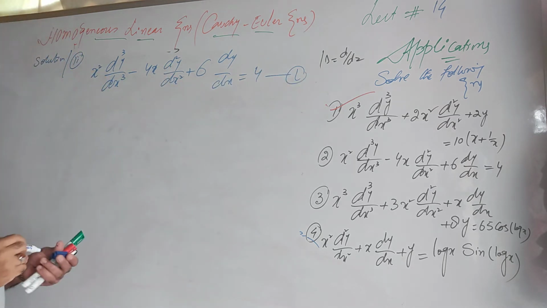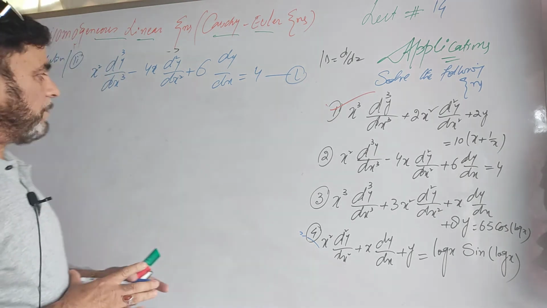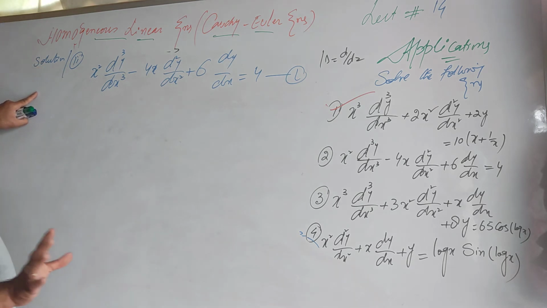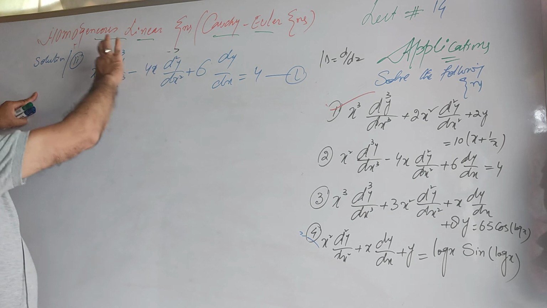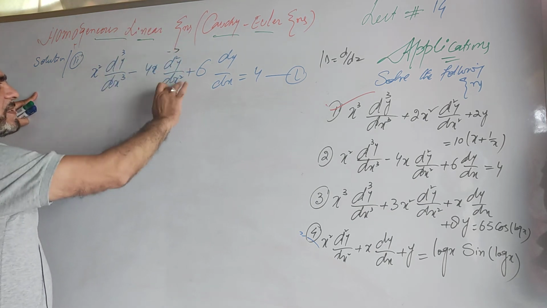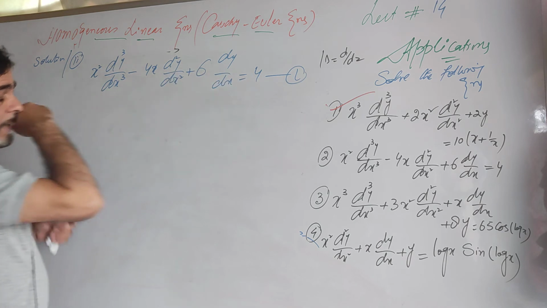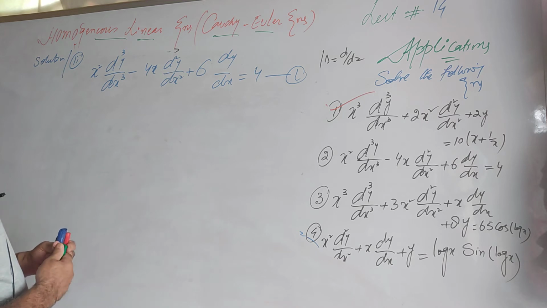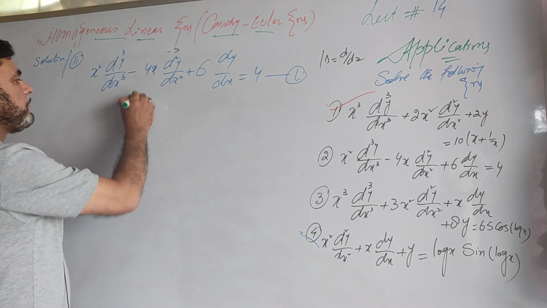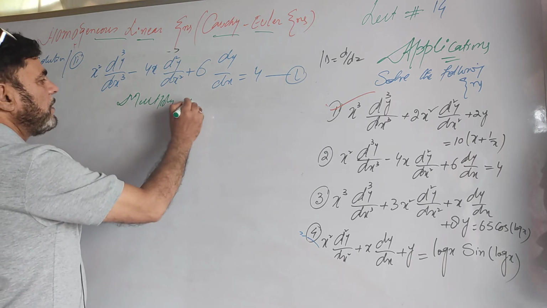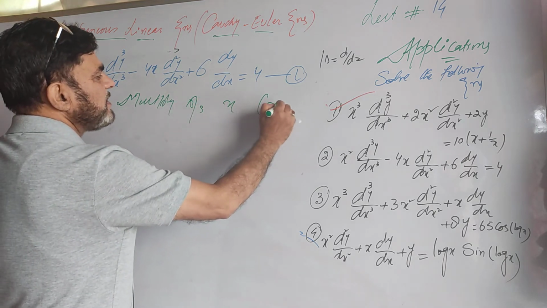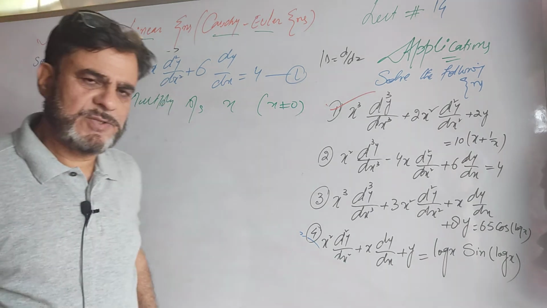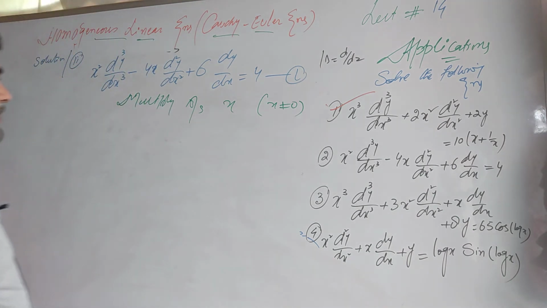Now this seems to be not homogeneous, but it is reducible to homogeneous. How? If I multiply by x, this becomes x cubed, this becomes x squared d2y by dx squared, this becomes x dy by dx, this is 4x. So by multiplying by x we can make it a homogeneous Cauchy Euler differential equation. Multiply both sides by x. You know that x here is not 0. You are not multiplying by a 0 number. If x is 0, then this whole becomes 0. So x equal to 0 is not the solution. So we multiply both sides by x.